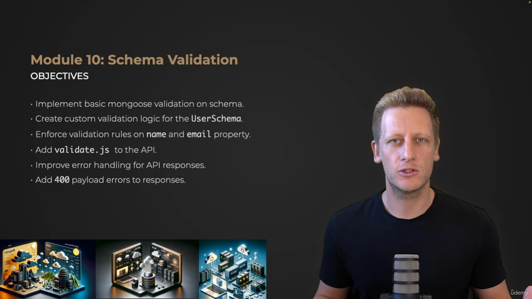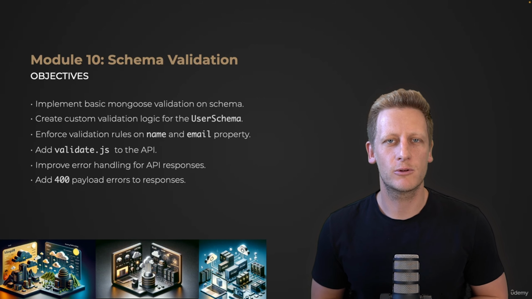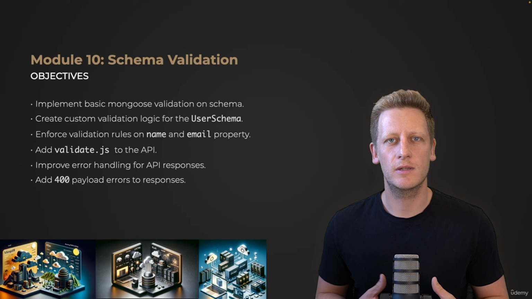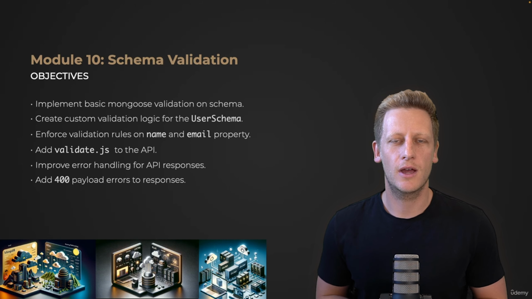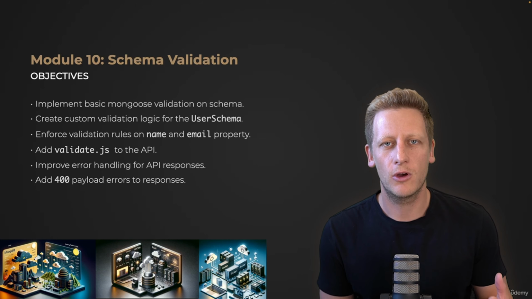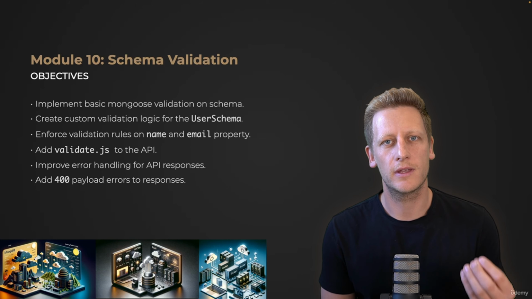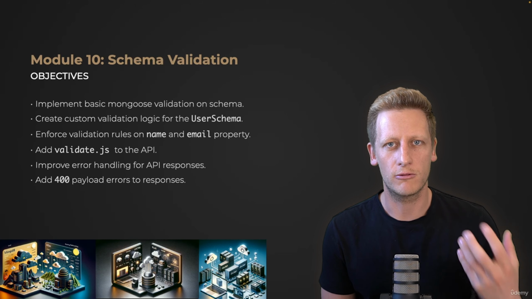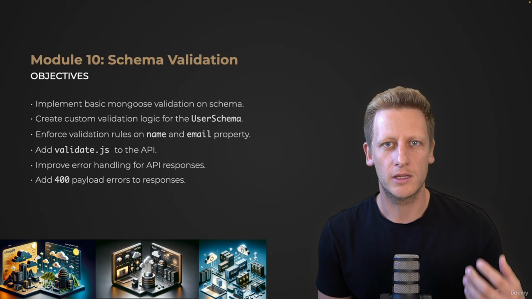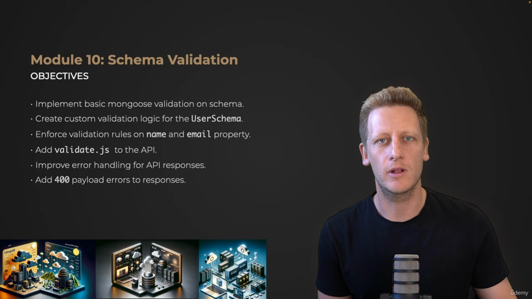Before we start implementing the validation in our API, let's take a look at what we're trying to achieve in this module. Running through these objectives real quick, we want to implement some basic Mongoose schema validation, as well as look into how we can implement some custom validation logic leveraging Mongoose on our user schema. In terms of our user model, we want to ensure that the name and the email properties are required, and that we enforce some rules on them, making sure only valid names and valid email addresses are saved.